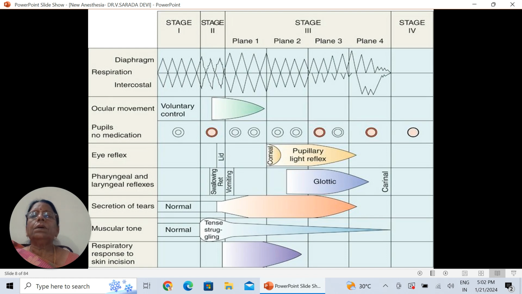These are the signs across the stages of anesthesia: diaphragmatic respiration and intercostal respiration, seen with stage 1, stage 2, plane 1, plane 2, and plane 3. The ocular movements also: some voluntary control, pupillary dilatation, and eye reflexes can be seen. Pupillary light reflex is present up to plane 3. Then pharyngeal, laryngeal and glottic reflexes, secretion of tears, muscular tone, and respiratory response to skin incision. So between plane 2 and plane 3, we can ask the surgeon to start the surgery.